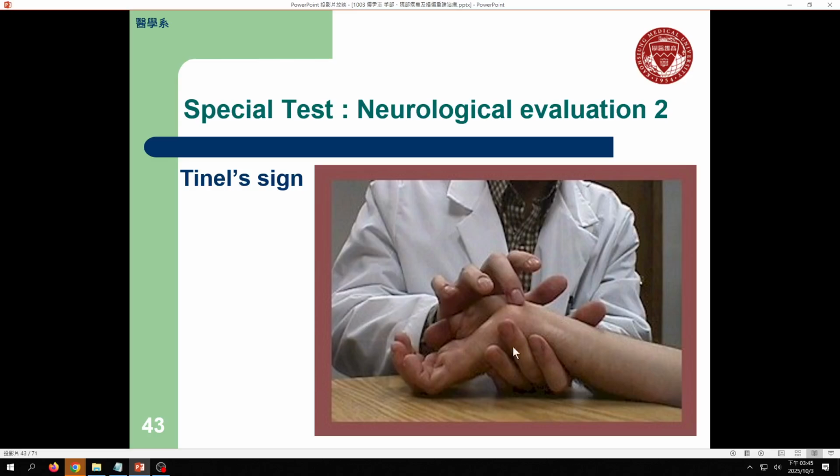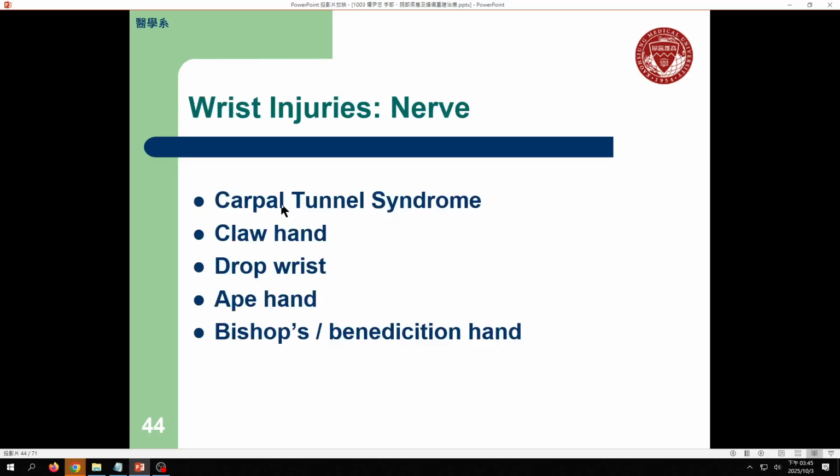Tinel's sign over the wrist area: you percuss it, and you get a shocking sensation to the fingertip. That means some median nerve compression over here, causing the numbness. So you percuss the wrist area for nerve injury. First one is carpal tunnel syndrome. That's the median nerve, and claw hand just like this. That's the ulnar nerve. But today I will not teach you about the ulnar nerve.